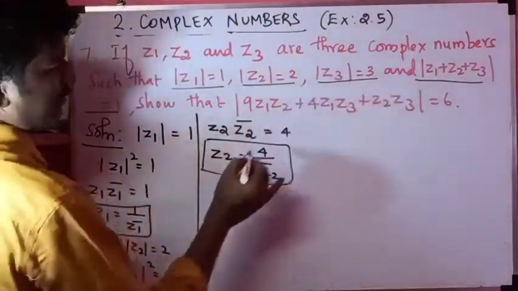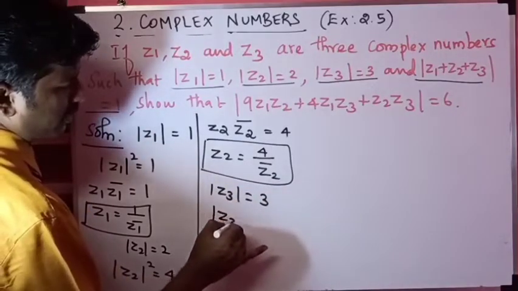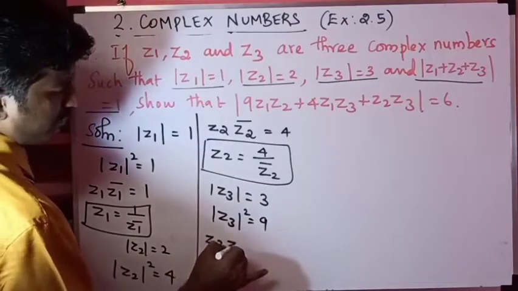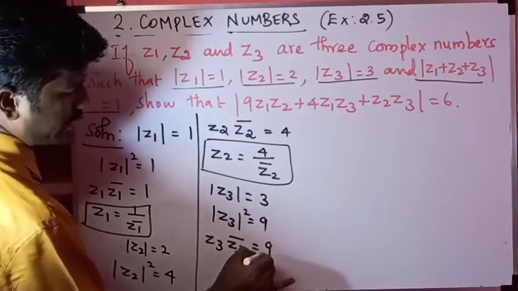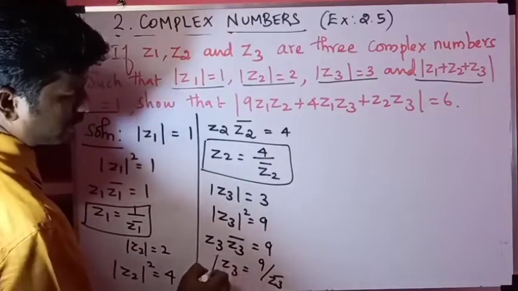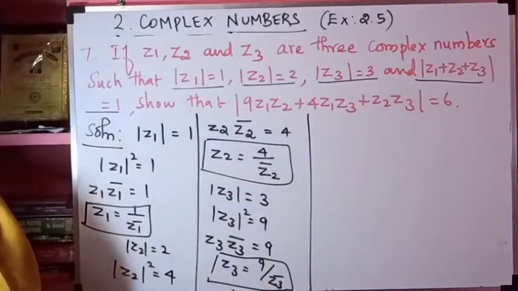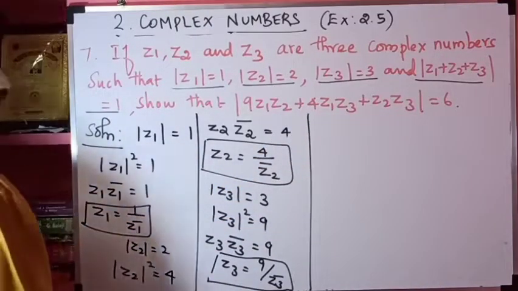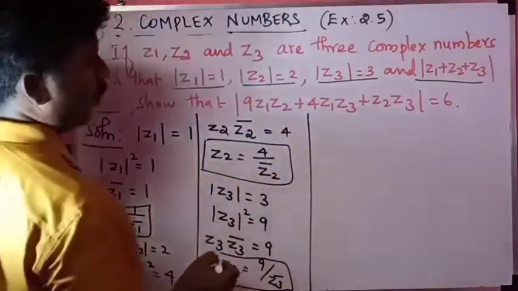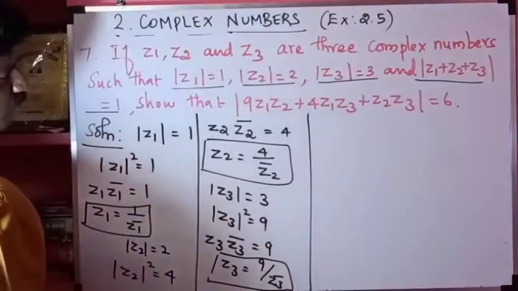Then what is given: modulus z3 equal to 3. So modulus z3 whole squared equal to 9, right? So this is z3 z3 bar is equal to 9. So z3 is equal to 9 by z3 bar. This is the z3 value. So we have found out the z1, z2, z3 values, right? Now we have to prove that modulus 9 z1 z2 plus 4 z1 z3 plus z2 z3 is equal to 6, right?